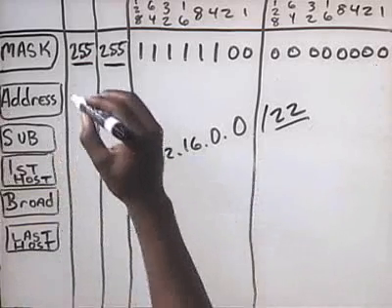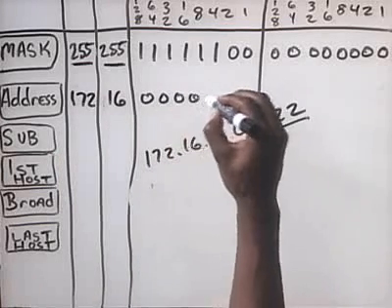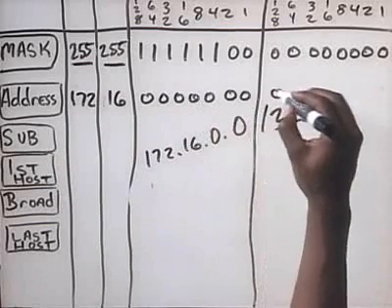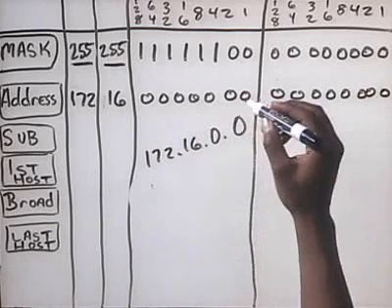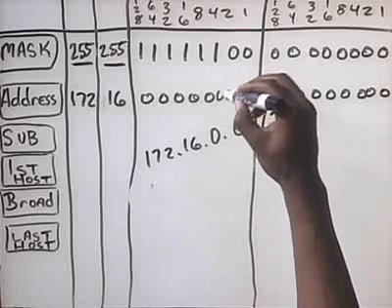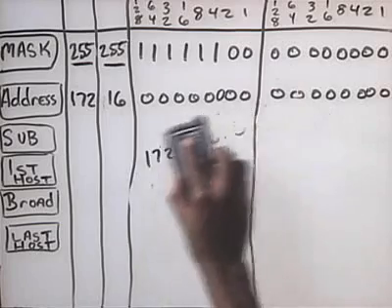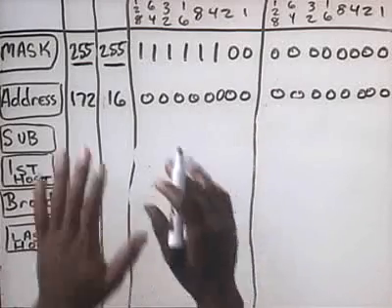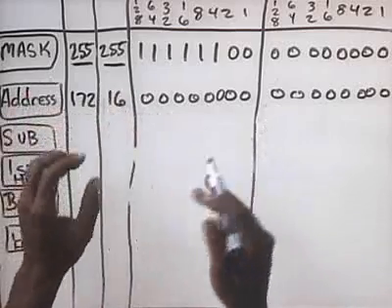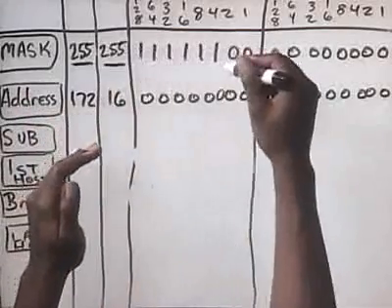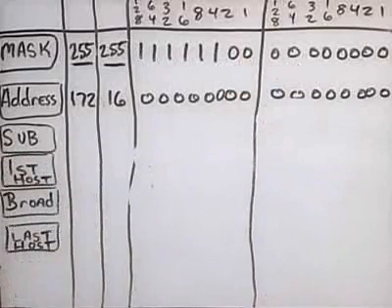Now we'll write out the address, 172.16.0.0. That's our network address right there. So that's the example here for the first scenario. Now, the question is, given this network address, and a subnet mask, here's the subnet mask, how many subnets can we have and how many hosts per subnet?